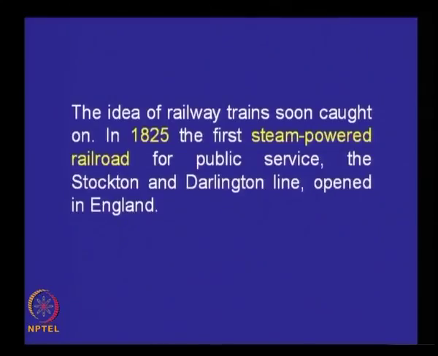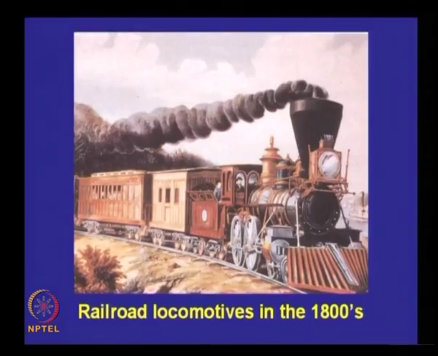The idea of railway trains soon caught on. In 1825, the first steam powered railroad for public service, the Stockton and Darlington line, opened in England. And if you want to have a look at the shape of the train which was used for this service, this is the train which was running between the two cities. You can just look at the size of the wheels, the chimney system, engine and so on.